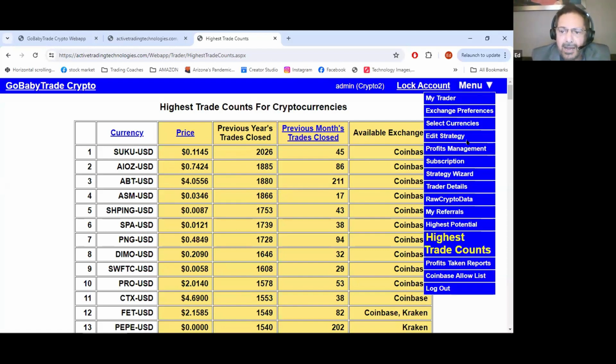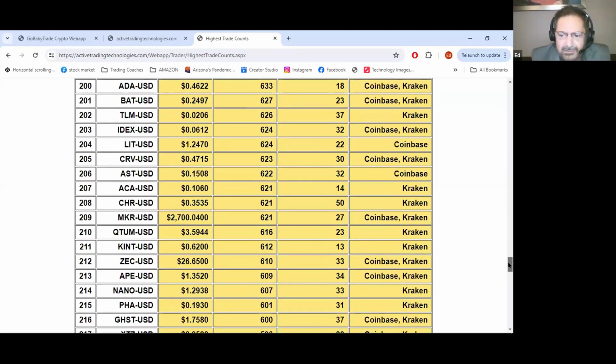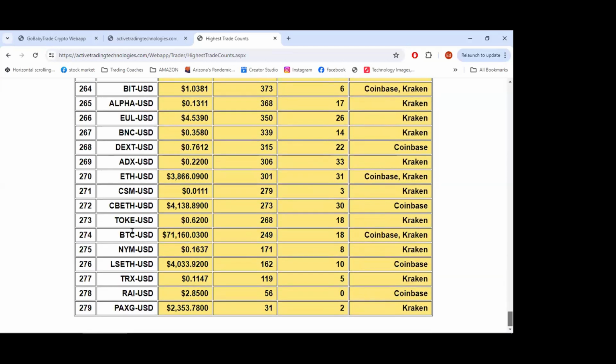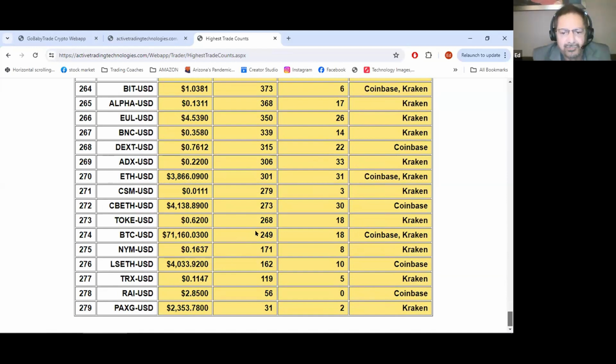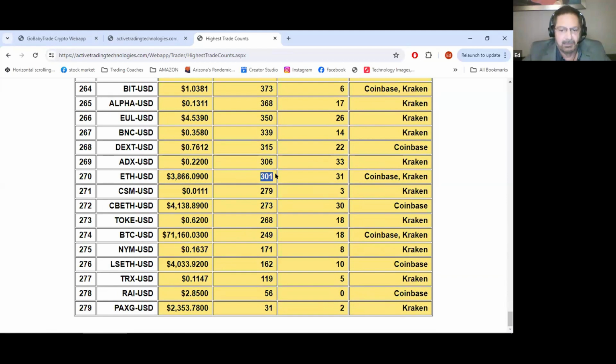If I scroll to the bottom of the report, I can go to the junkiest coins, the ones that don't move. There's your Bitcoin down here giving you 249 trades, or your Ethereum up here, giving you 301 trades. I don't want to call them junk coins. They're junk to me because I'm a trader and I want to get 10 times as many trades as these guys are going to give me. They simply don't move enough.